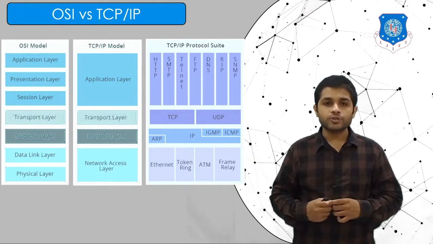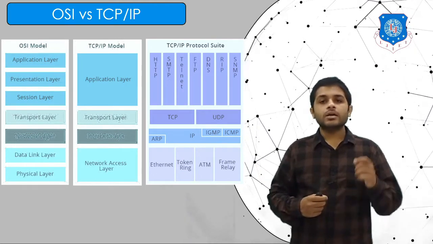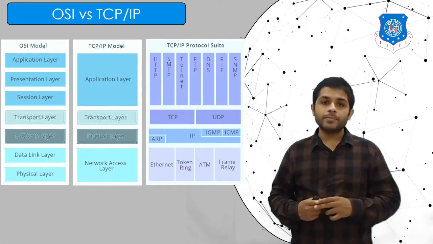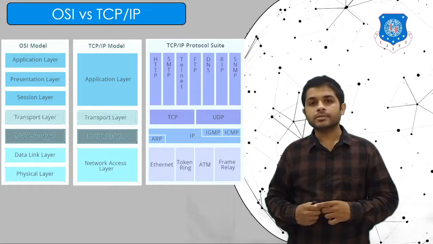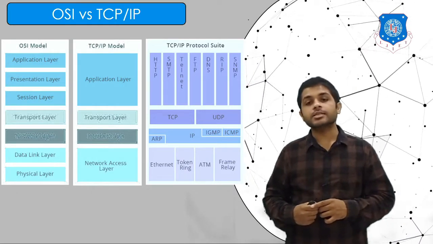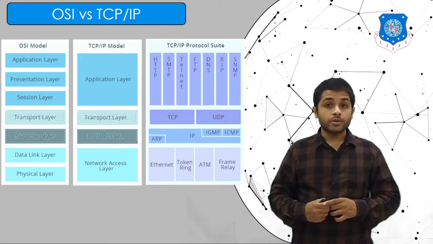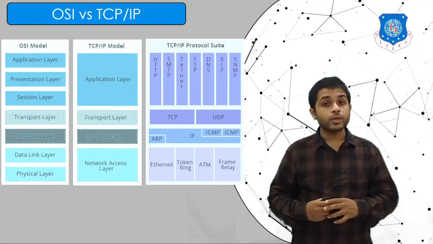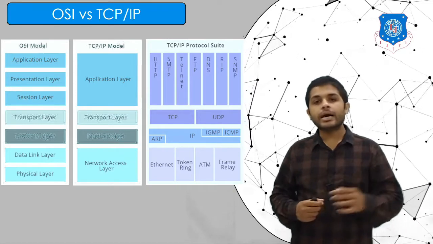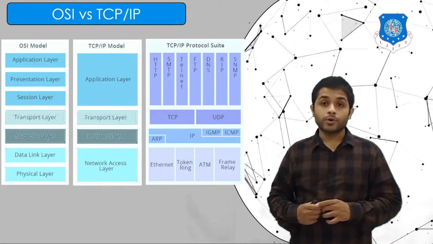ARP means Address Resolution Protocol and it binds the MAC address with the IP address. The IP protocol specifies the IP addressing. There are two types of IP address, IPv4 and IPv6. IPv4 is 32-bit and IPv6 is 128-bit. The total number of IPv4 addresses is 2 raised to 32 and the total number of IPv6 addresses is 2 raised to 128. IGMP and ICMP are error reporting protocols.